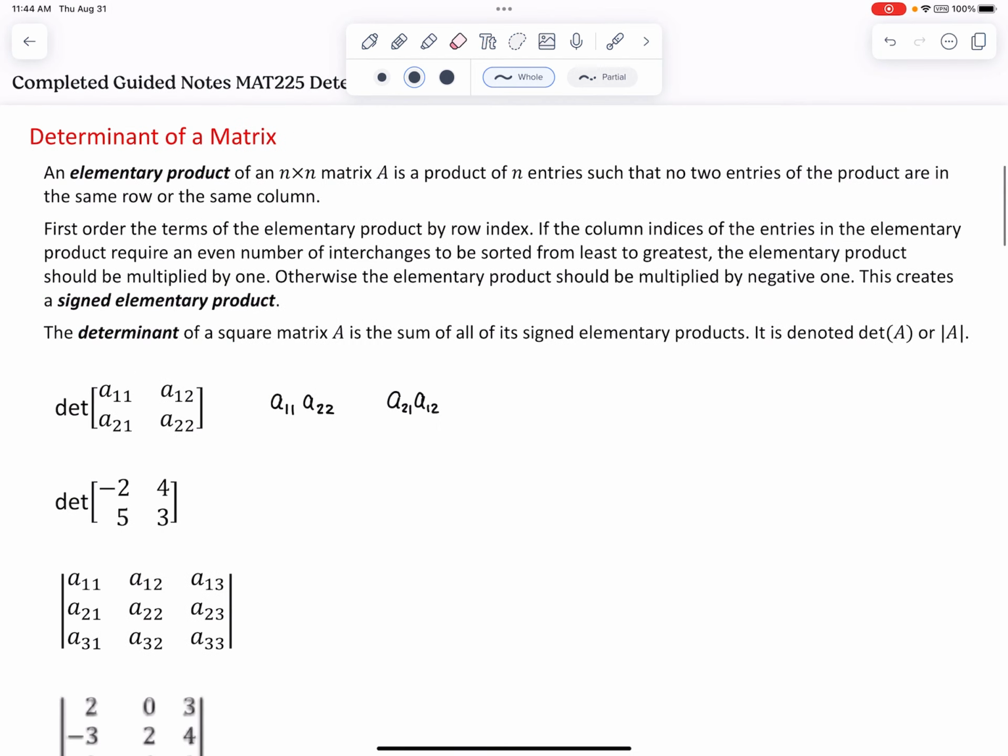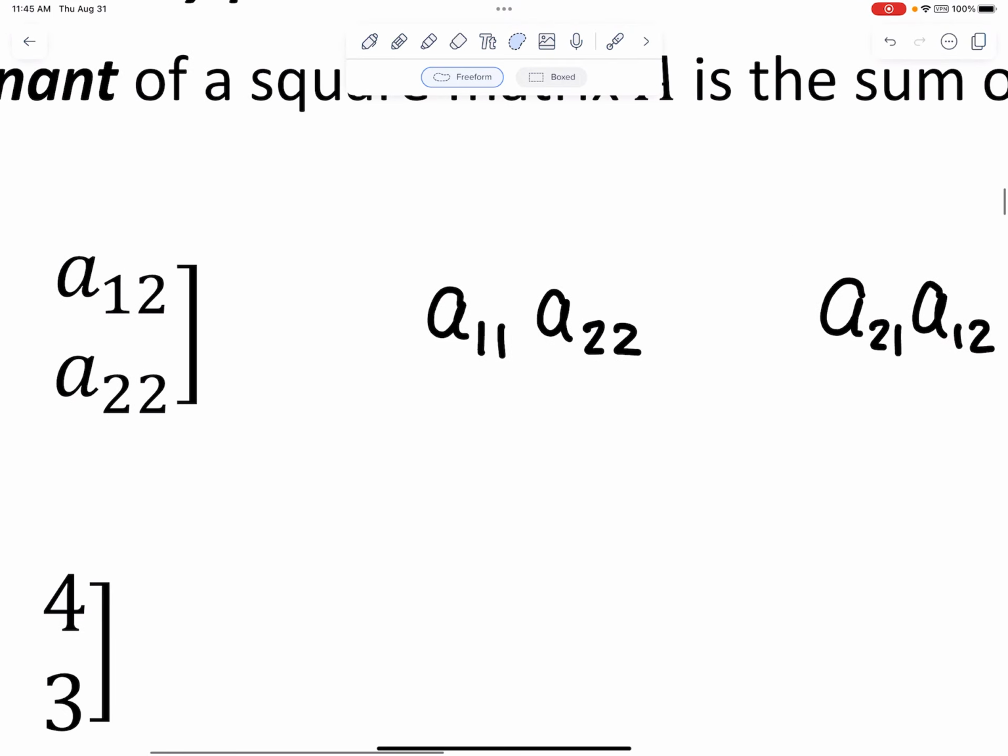Okay, let's go back to our reading and read this next paragraph. First, order the terms of the elementary product by row index. All right, let's do that first. Looking at the first elementary product, the row indices are the first numbers. Notice that the terms are already ordered so that the row indices are in increasing order, 1 and then 2. So I don't need to rearrange these terms.